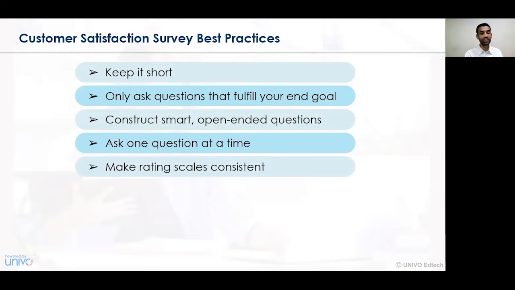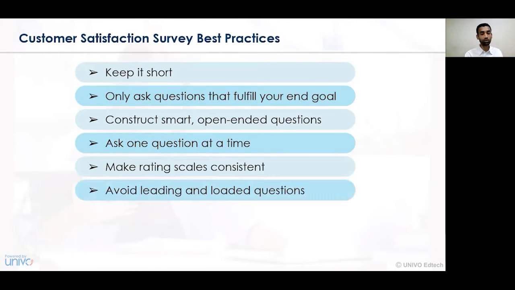The rating scales associated with the questionnaire should be very consistent, and accordingly, either a nominal, ordinal, interval, or ratio scale should be used in the questionnaire. Avoid leading and loaded questions. Such questions, which are leading and which may hamper the image of an individual or load a certain customer, should be avoided.